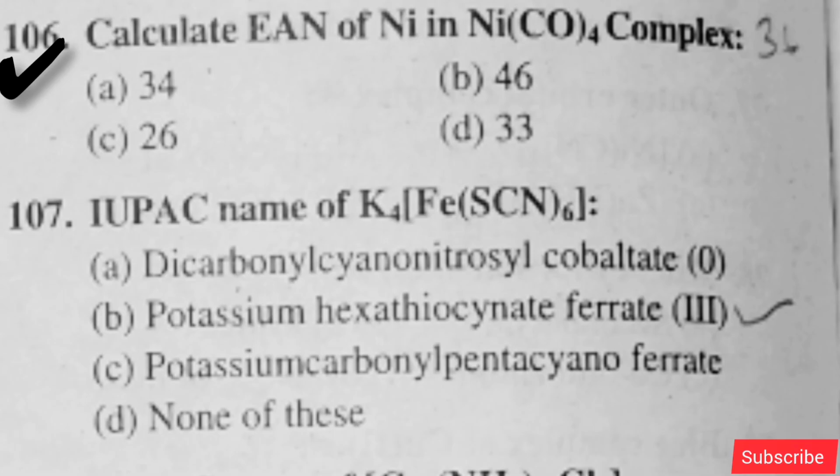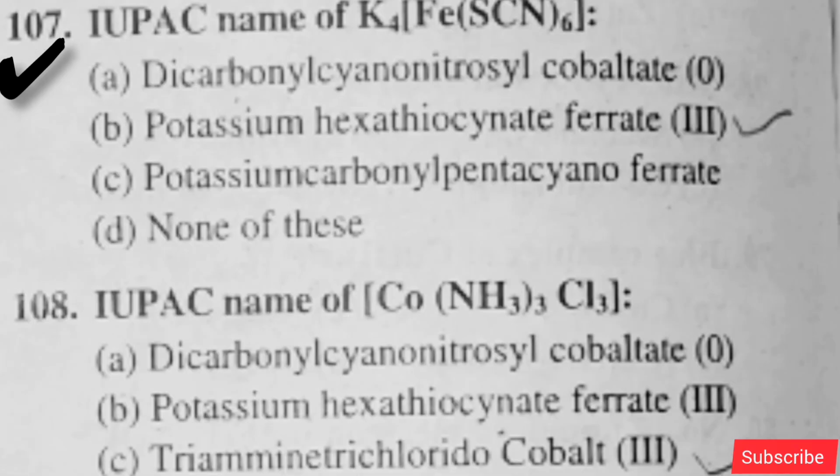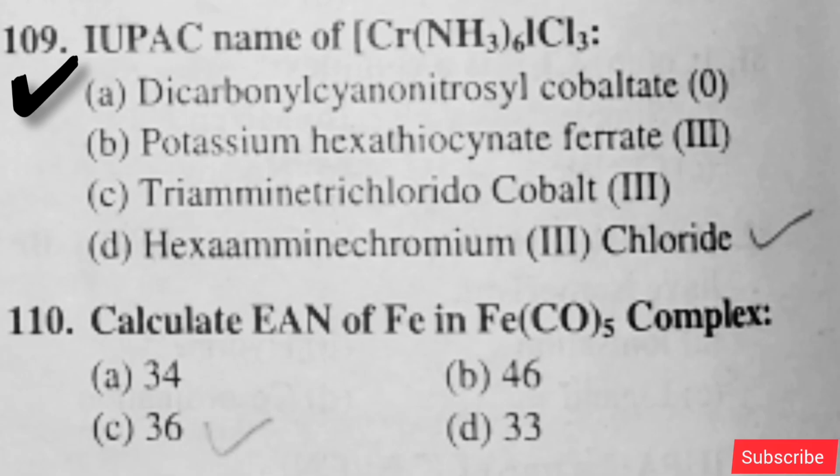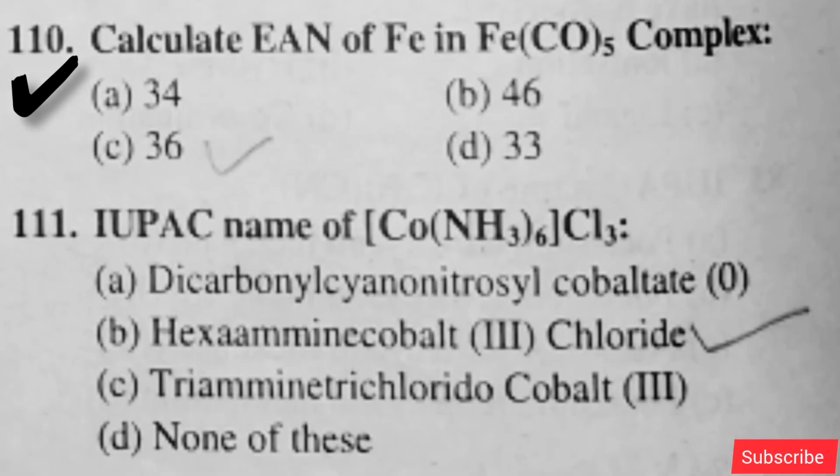जब हम इसका निकालेंगे तो हमें 36 मिलेगा जो कि ऑप्शन में नहीं दिया गया है, बट इसका रियल आंसर, करेक्ट आंसर जो है वो 36 है. इन क्वेश्चन नंबर 107 आयोपिक नेम ऑफ दिस कॉम्प्लेक्स इज, ऑप्शन बी इज राइट. इन क्वेश्चन 108 आयोपिक नेम ऑफ दिस कॉम्प्लेक्स इज, ऑप्शन सी इज राइट. आयोपिक नेम ऑफ दिस कॉम्प्लेक्स इज, ऑप्शन डी इज राइट. Calculate EAN of Fe in Fe(CO)5 complex, option C is right.